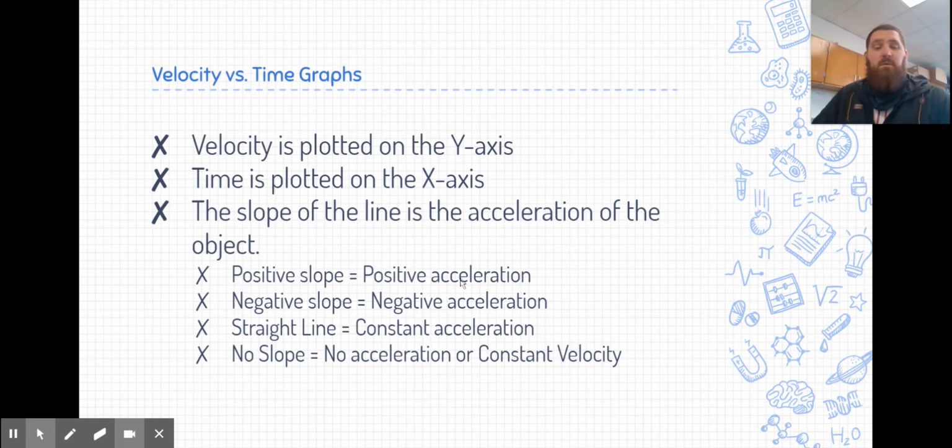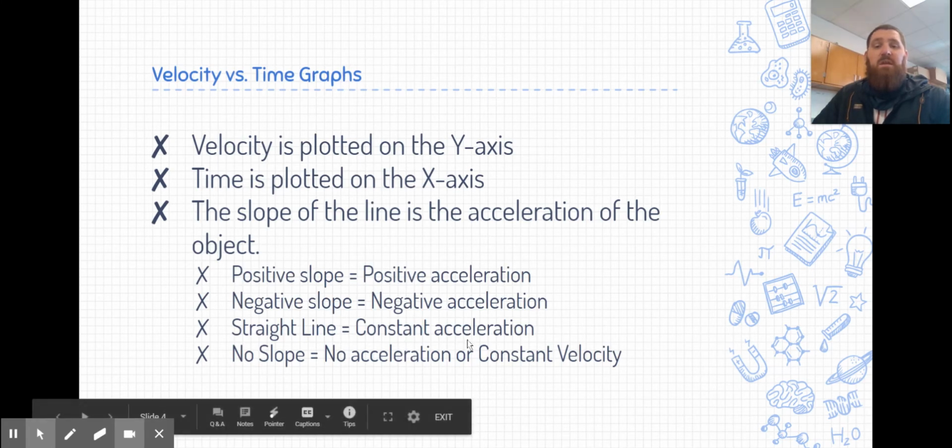So a positive slope gives us a positive acceleration. A negative slope gives us a negative acceleration. A straight line means a constant acceleration. And again, just like with the distance versus time graphs, that's still a sloped line of some kind. And then a line with no slope on a velocity versus time graph means no acceleration, or the object is traveling at a constant velocity.